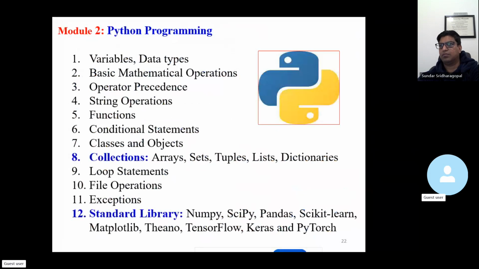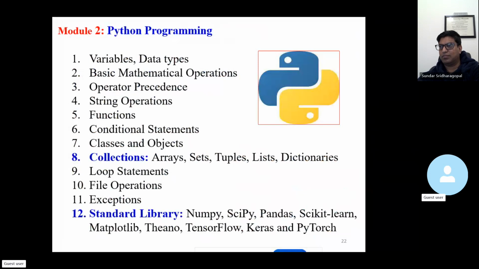I'm going to cover variables, data types, basic mathematical operations, followed by operator precedence and string operations, functions, conditional statements, classes and objects, how to create them. Then followed by the Python collections like arrays, sets, tuples, lists, and dictionaries, followed by loop statements, file operations, and exceptions. Up to 11 topics is core Python programming.